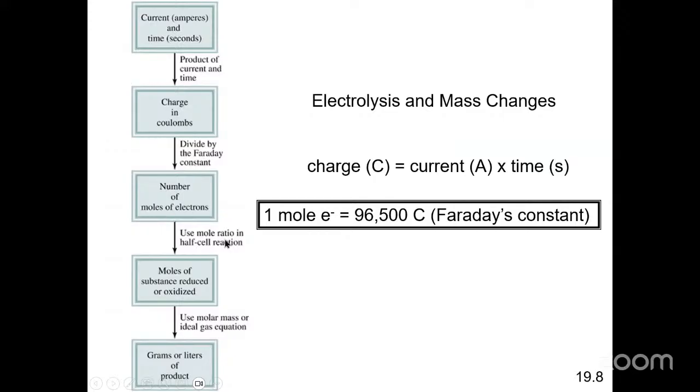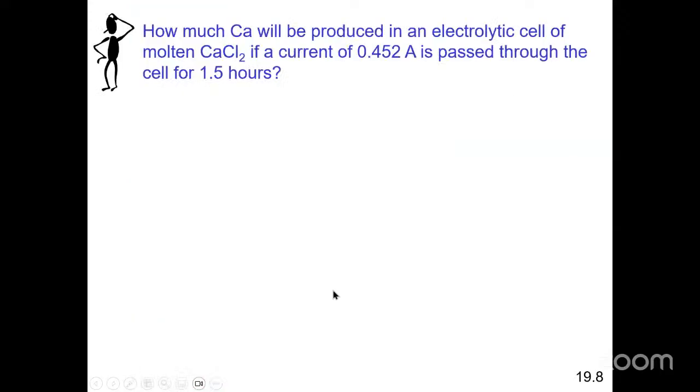And then based on the mole ratio between the moles of electrons and the moles of the substance to be oxidized or reduced, we can determine the moles of the substance. Then we can determine, based on the molar mass or the ideal gas equation, of course, it depends on what the question is asking for, the mass in grams, or the volume, or the pressure if you're given the volume. So it depends on how the question is posed, all right? So let's look at this particular example to demonstrate how we can take such a quantitative approach.